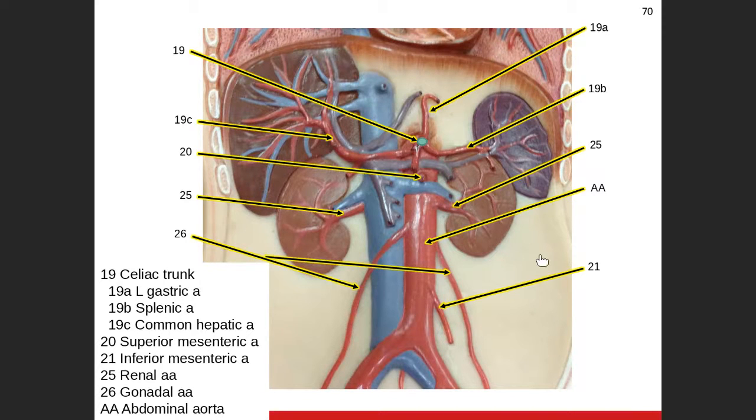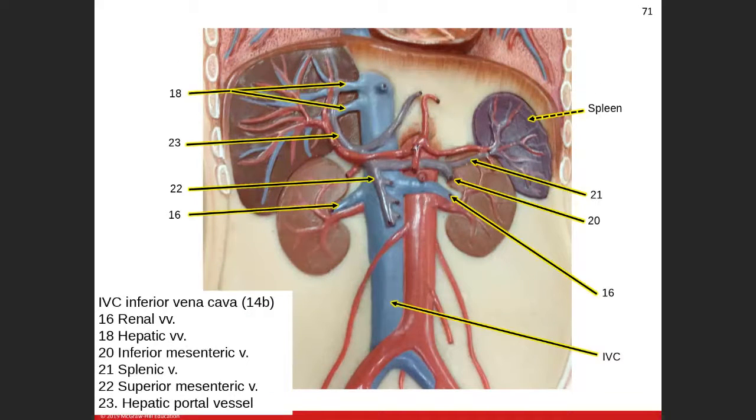Yep. All right, next slide. All right, now we're going to look at the veins.